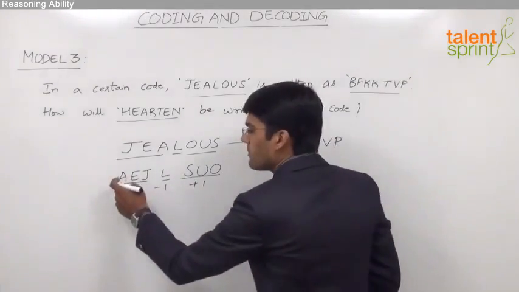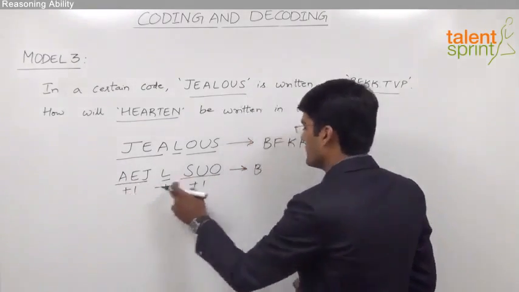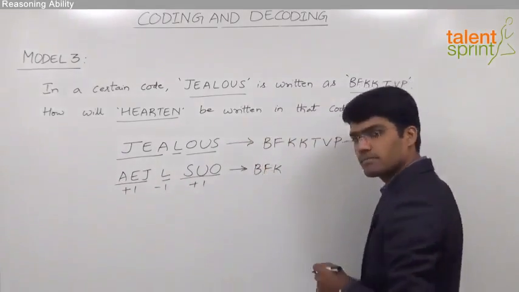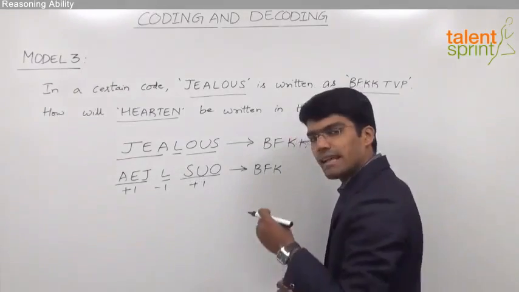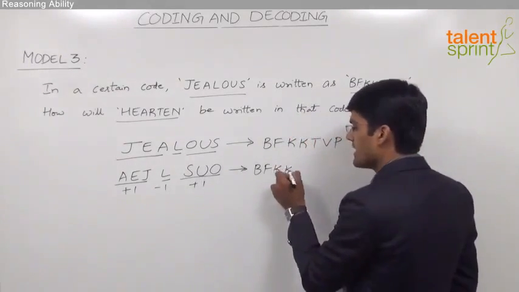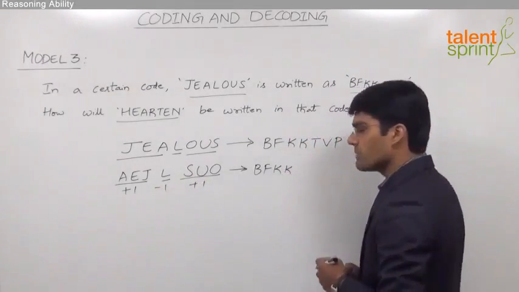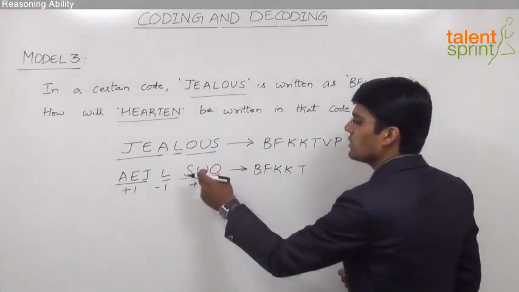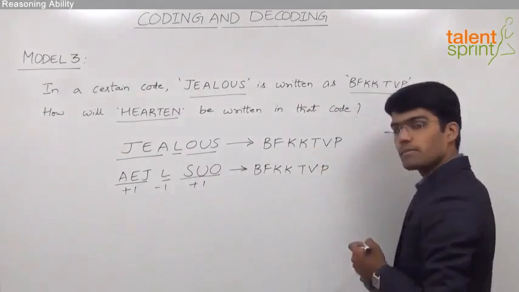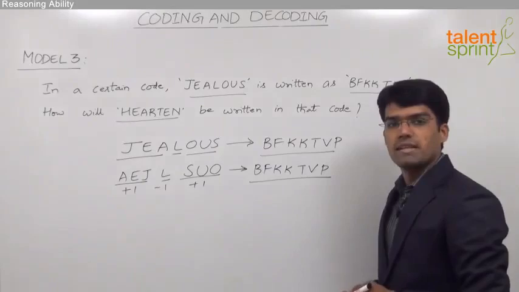So A plus 1 gives B, E plus 1 is F, J plus 1 is K. L minus 1, that is L is replaced with the letter which comes before L, that is K again. S plus 1, so S is replaced with the letter which comes after S, that is T. U plus 1 gives V, and O plus 1 gives P. So that is how we obtain the code for the given word jealous.